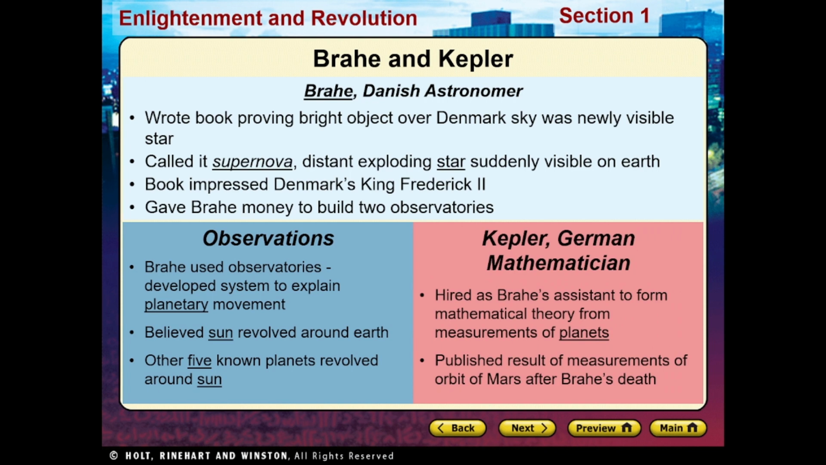So, si Kepler, kaya siya natawag na Brahe and Kepler, si Brahe talaga ay yung, kumbaga, yung scientist. And then, Kepler, hired siya ni Brahe as assistant to form a mathematical theory from measurements of planets. So, Brahe is a scientist while Kepler is a mathematician. Kepler published the results of measurement of the orbit of Mars after Brahe's death. So, parang si Brahe and Kepler, parang sila ay two persons na nagtutulungan to observe the revolution that is happening at that time.